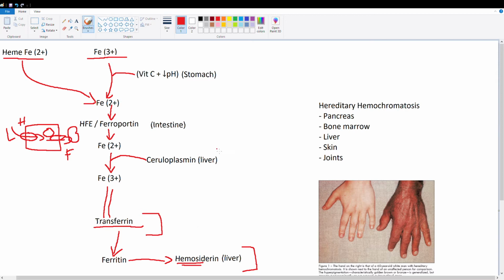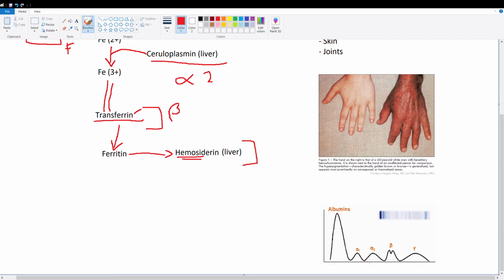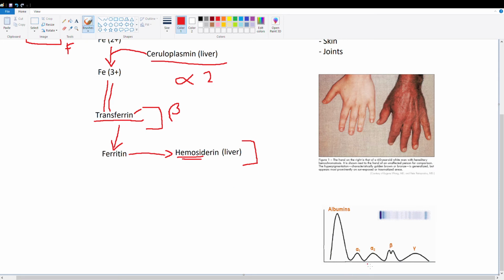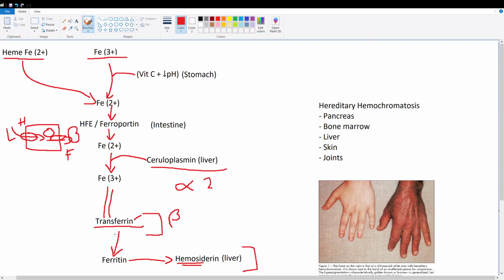So we've talked about a couple important plasma proteins, ceruloplasmin and transferrin. So ceruloplasmin is actually an alpha 2 protein, and transferrin is a beta serum protein. So when you do a blood test and you look at the serum electrophoresis, you get certain peaks like this with protein groups inside of each peak. So if you see ceruloplasmin changes, you'll see changes in the alpha 2 peak. And if you see transferrin changes, you'll see changes in the beta peak. So this peak right here. So that's how a blood test can be done, and you can do electrophoresis to check on these protein levels to see if they're okay.